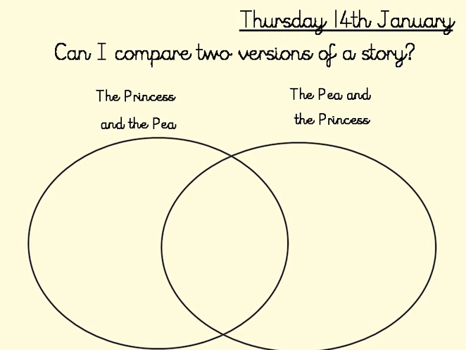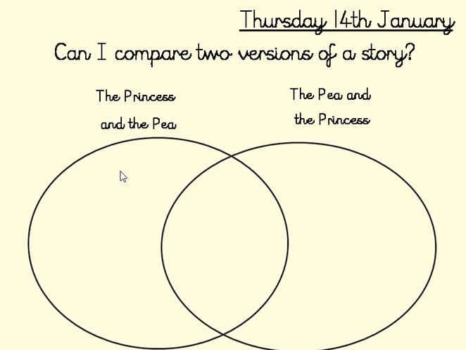Okay, our can I question for today is, can I compare two versions of a story? And we're going to use a diagram that looks like this. You might have seen it or used one like this before. Do you know what it's called? That's right, it's called a Venn diagram. And sometimes we can use these in maths, but also in English to see what is the same and what is different about two things. Okay, so we are comparing them.